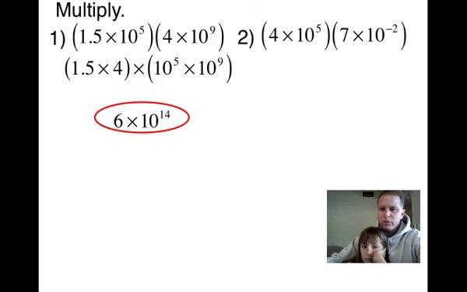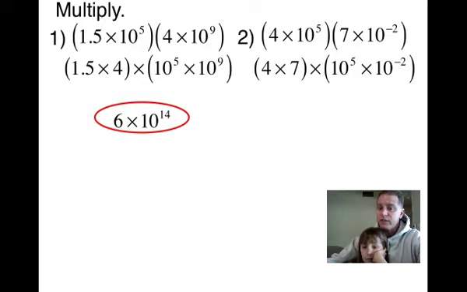So next, do you know what we're going to multiply? The first two numbers we're going to multiply? Number 2? Any guesses? We are going to do those, but that's actually the second thing we're going to do. Oh, 4 times 7. There you go. Sorry, I got a little rushed there. And then we're also going to do the 10 to the 5th times 10 to the negative 2nd. Because they're both 10, the bases are the same.